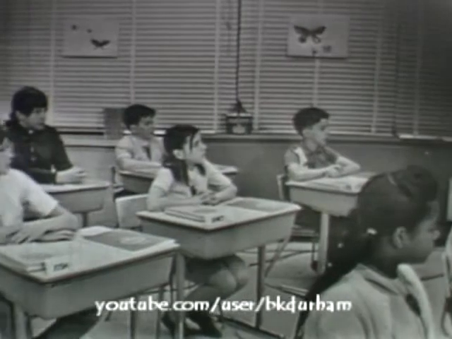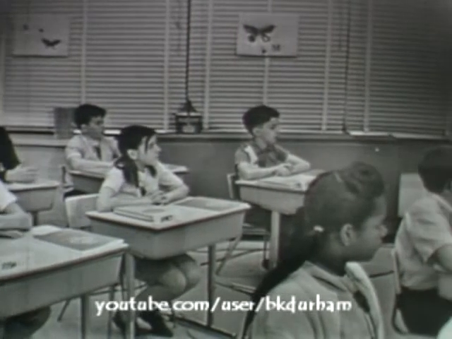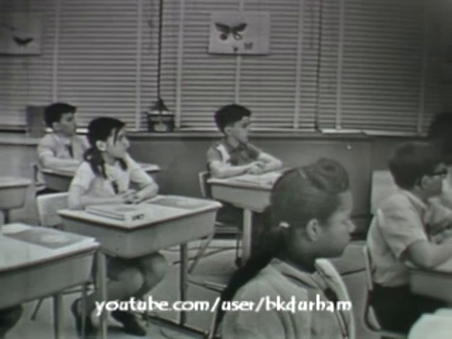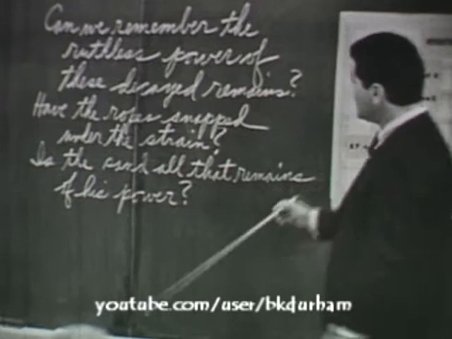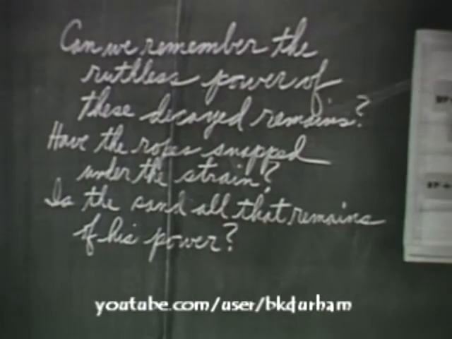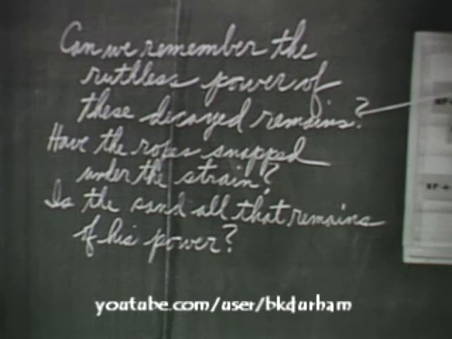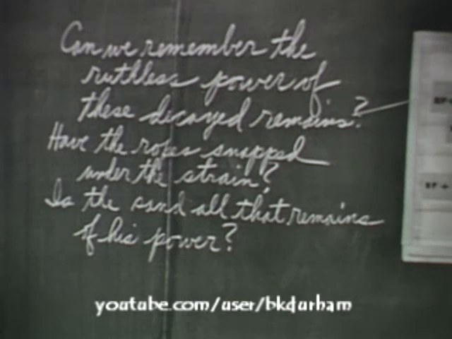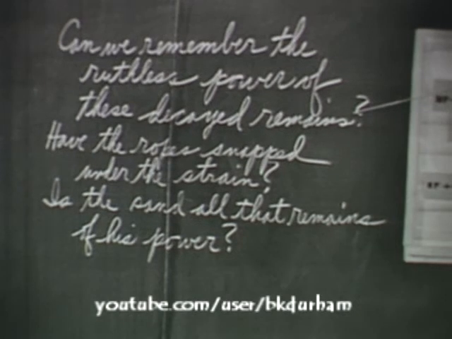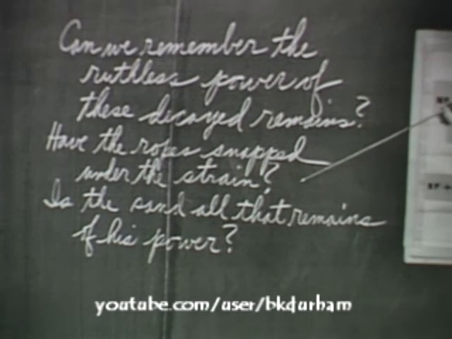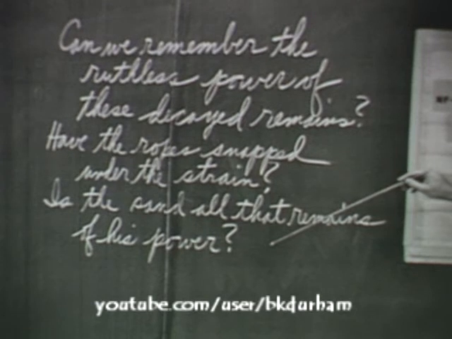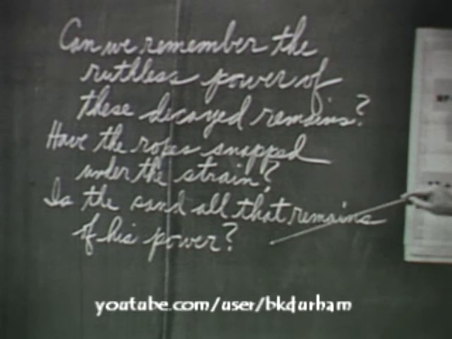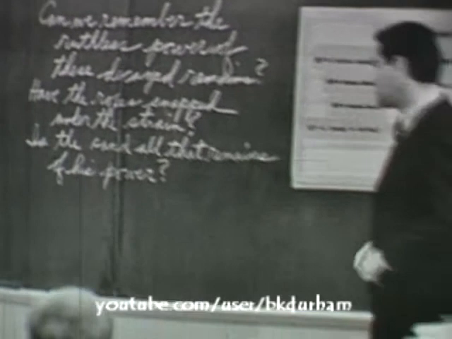All right. As I read over your compositions, I selected 3 sentences, which I have here on the chalkboard. These are 3 sentences from 3 different compositions. Would you read the first one? Oh, Josh, can you read this first sentence up here, please? Can we remember the ruthless power of these decayed remains? All right. And Beth, would you try reading the second one? Has the rope snapped under the strain? All right, very good. And David, could you read the third? Is the sand all that remains of his power?